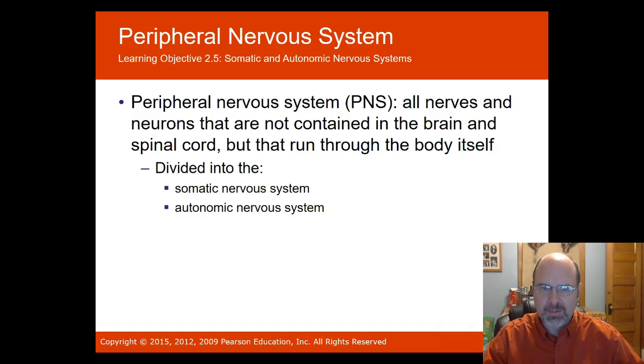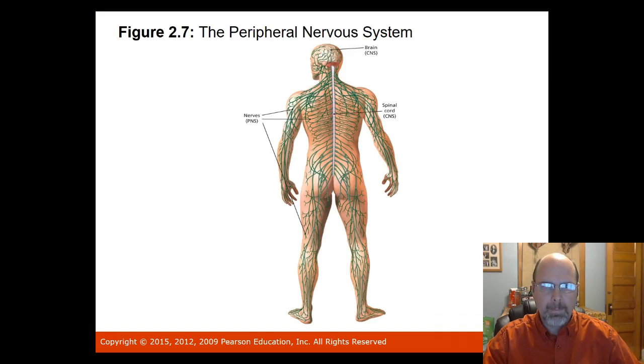The autonomic nervous system has to do with involuntary muscles like organs and glands. For instance, I don't have to tell my heart to beat or my lungs to breathe. That's an automatic involuntary system, which is a good thing. The peripheral nervous system runs throughout the body. It's everything except the brain and the spinal cord.